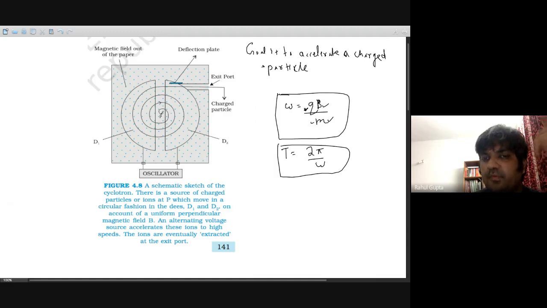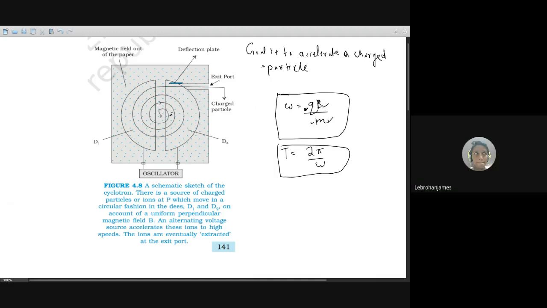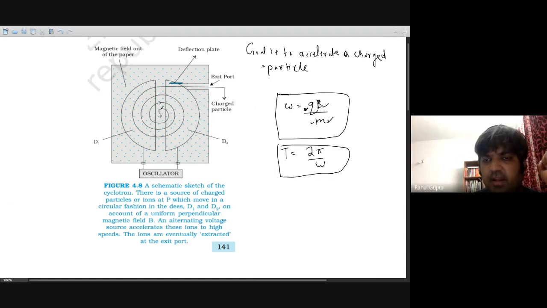So the velocity of the charged particle, will it always be perpendicular to the magnetic field? Yes or no? It should be, right?